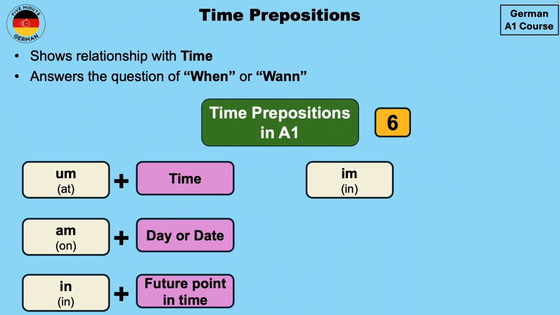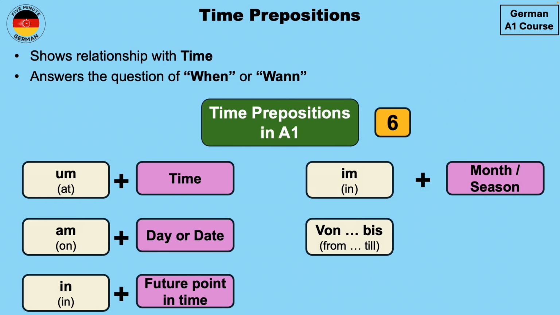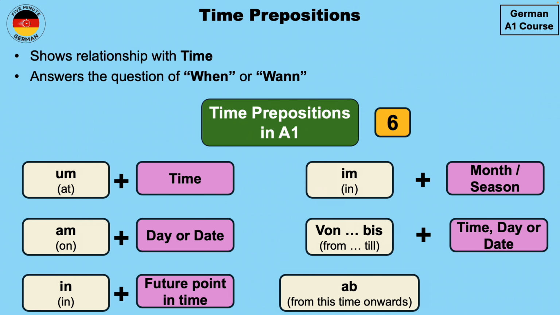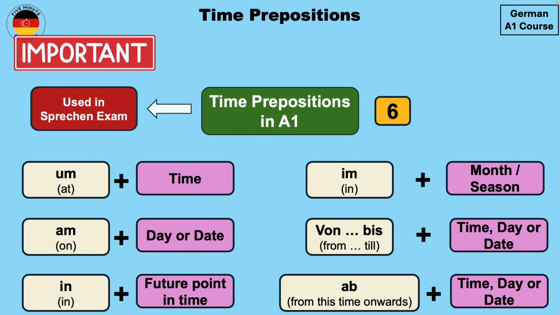Then we have im, which also means in, but this is used with months or seasons. Then we have von and bis, which means from and till, and this is used with time, day or date. And the last one is ab, which means from this time onwards, and this is also used with time, day or date. Time prepositions is an important concept because you can use these time prepositions in the Sprechen exam to ask questions or give answers.